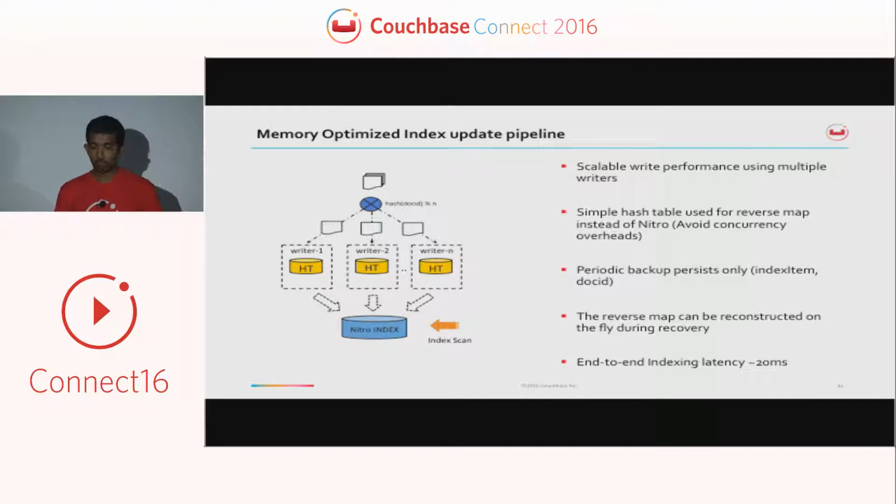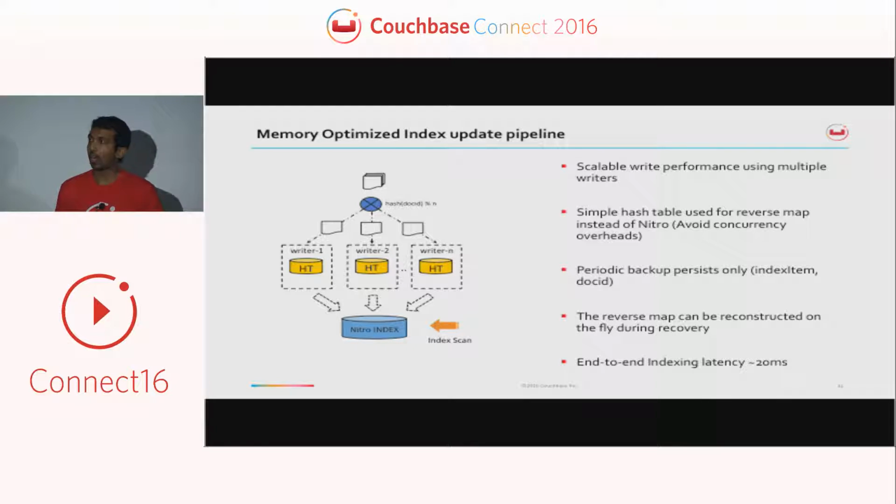So this is what the memory optimized index pipeline looks like. You have these documents coming from data service nodes, then you apply a hash and mod it over multiple index workers according to the number of CPU cores. Then each writer performs the write operation on the indexes.